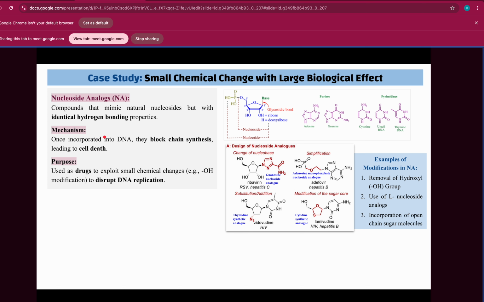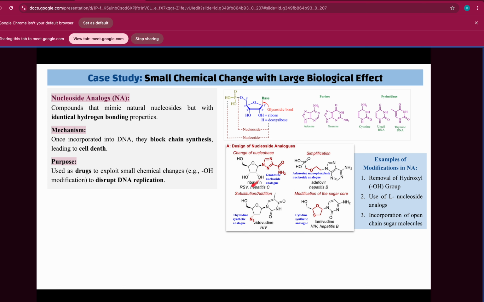The mechanism is that once they are incorporated into the DNA, they block chain synthesis and ultimately lead to the death of the cell. The purpose is that they are used as drugs to exploit small chemical changes, for example OH modifications, to disrupt DNA replication. Before looking into the mechanism and why it is needed, we will see what the nucleoside analogues are.